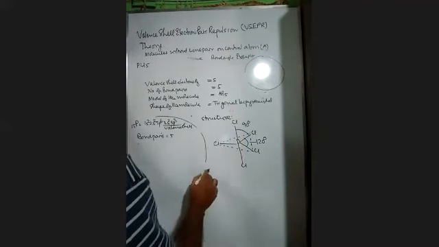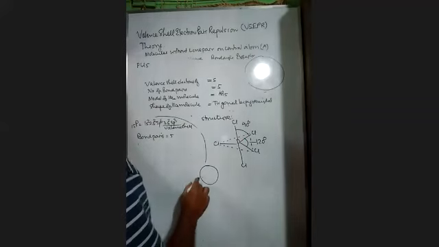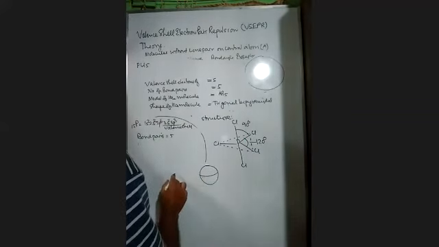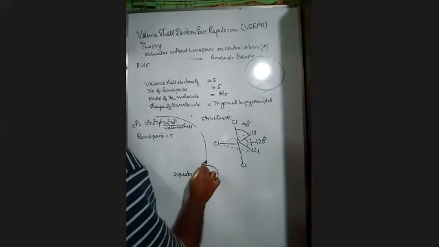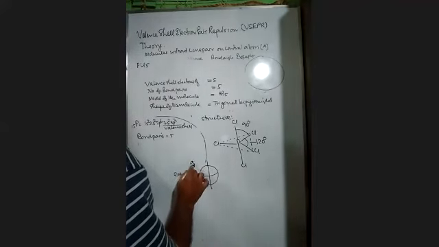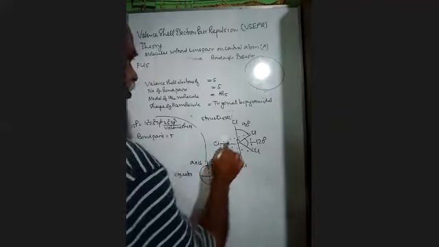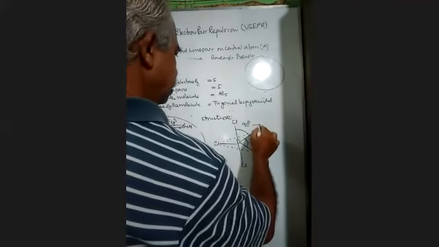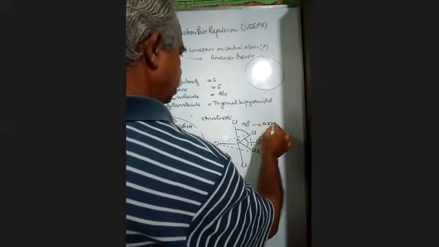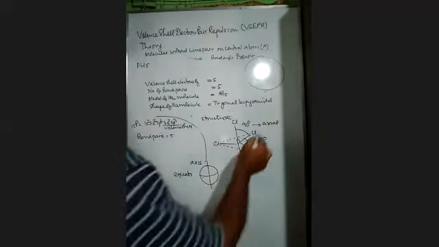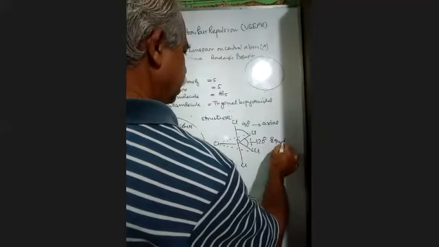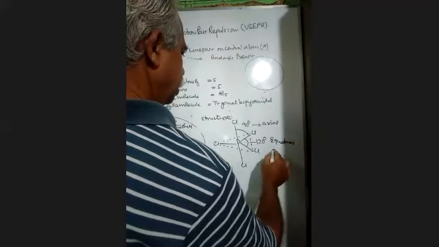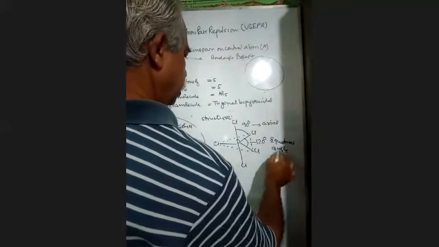See, look, this is Earth. This is called equator. And this is called axis. So this is axial angle. And this is called equatorial. So it has two types of angle.